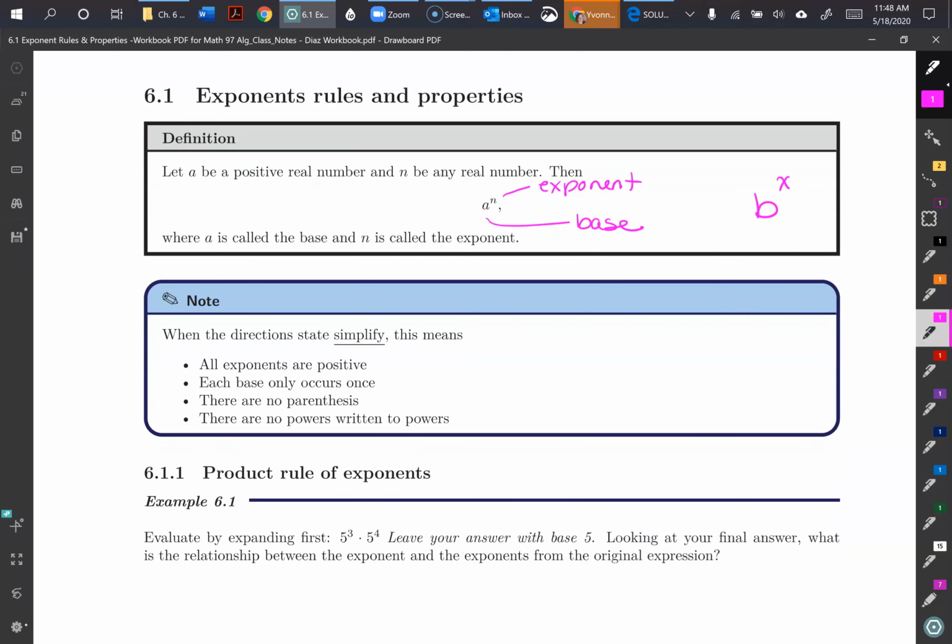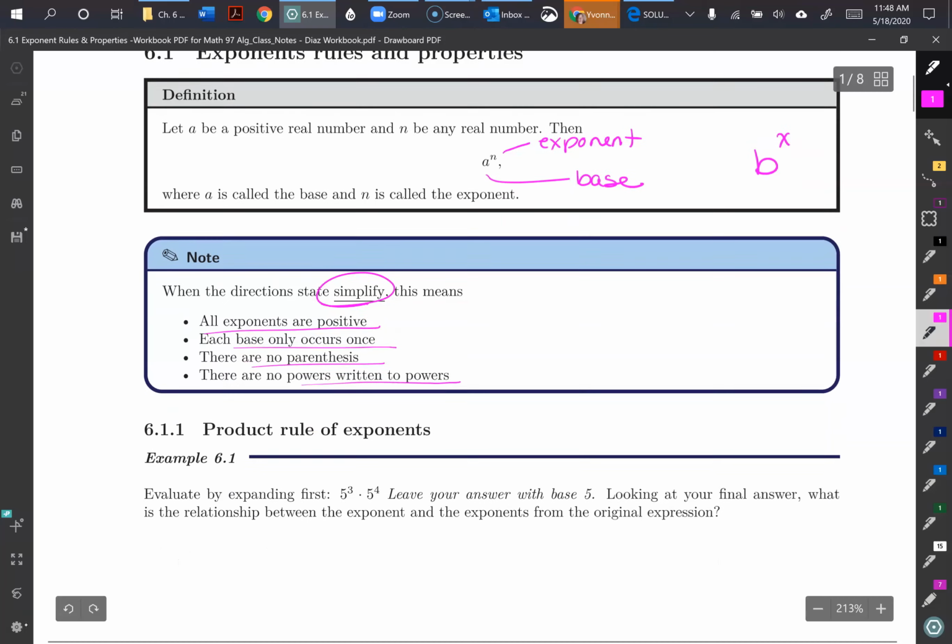So when the directions state simplify, that means all exponents are positive. Each base occurs only once. There are no parentheses and there are no powers written to powers. Okay, so we need to really streamline it down.